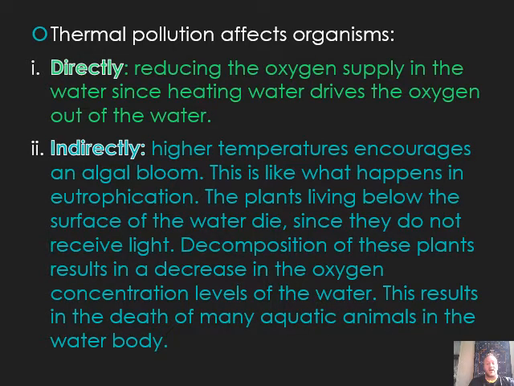And then we can have indirectly, so higher temperatures encourage algal blooms. This sounds exactly like eutrophication again. This is what happens in eutrophication. There we go. The plants living below the surface die. They do not receive light, decomposition of plants, decreased oxygen, and all aquatic animals die.